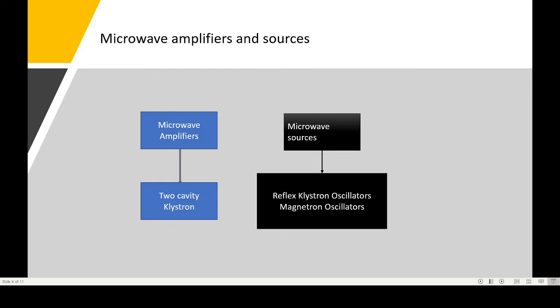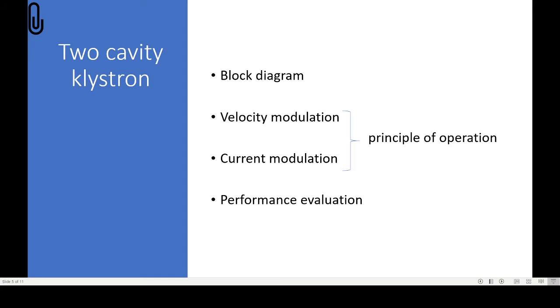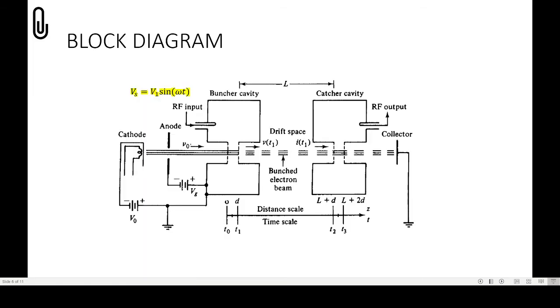First, we will learn two cavity klystron. In two cavity klystron, we will learn its block diagram, its principle of operation, and its performance evaluation. Velocity modulation and current modulation are the basic principle of operation behind this two cavity klystron. Now come to the block diagram of two cavity klystron.